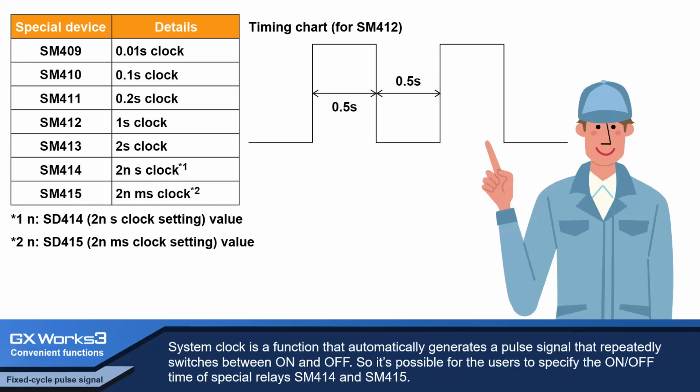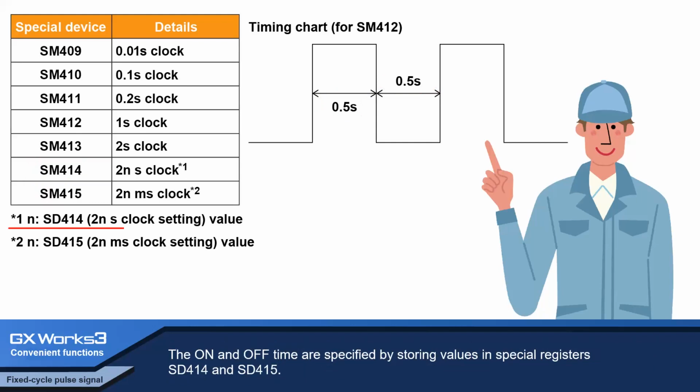System clock is a function that automatically generates a power signal that repeatedly switches between on and off, so it's possible for the users to specify the on and off time of special relays SM414 and SM415. The on and off time are specified by storing values in special registers SD414 and SD415.